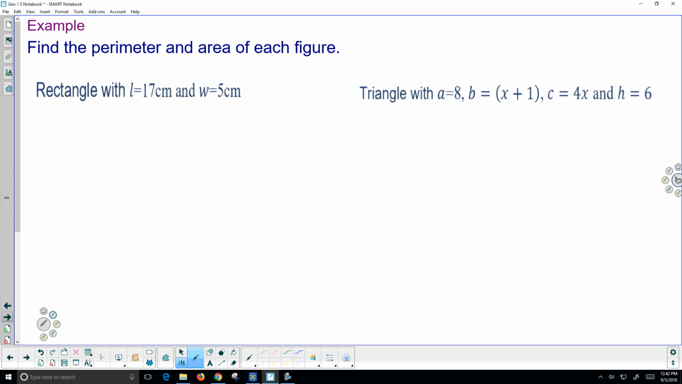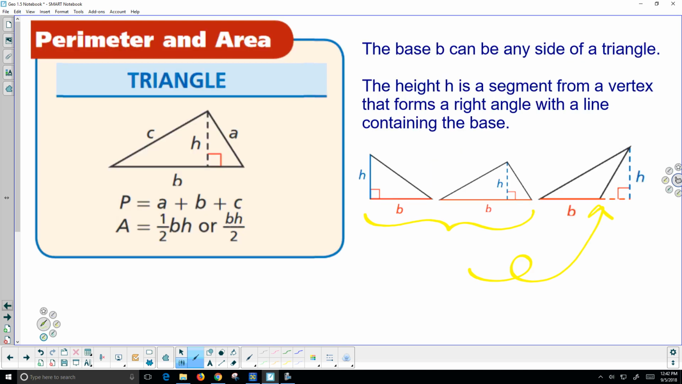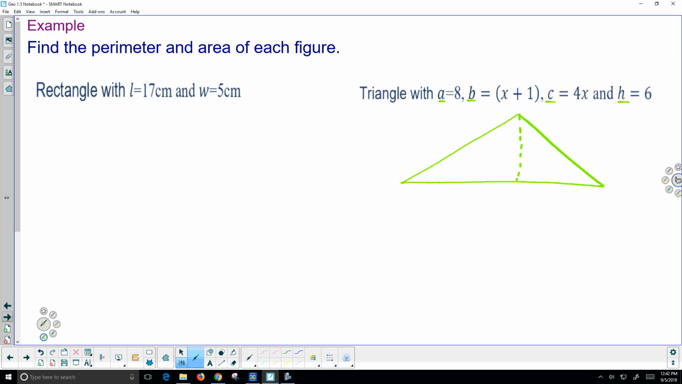Now, this is Mr. Lozar's Widmapoy thing, where when in doubt, make a picture of it. So here's my picture, and I'm going to draw in my height because I notice that I have A, B, and C, but also a height. So I know that I don't have a situation like this where the height is one side of the triangle. So this is my triangle, and I'm going to call my height 6.